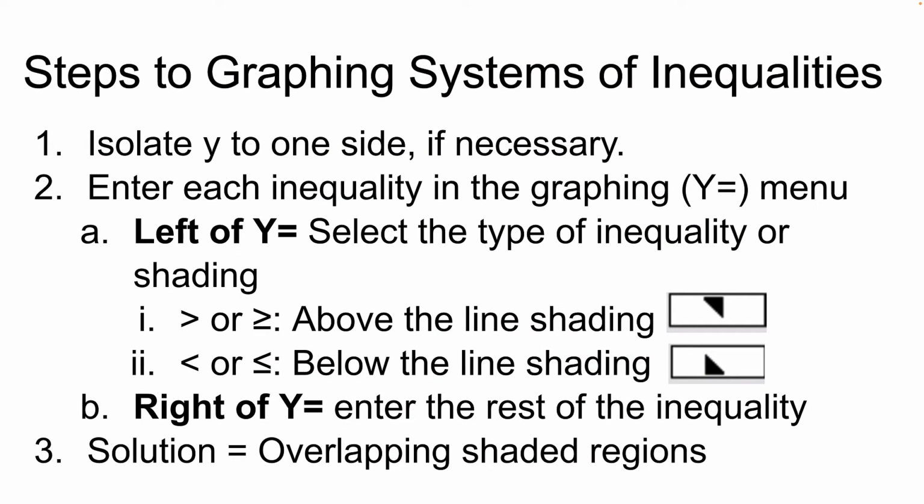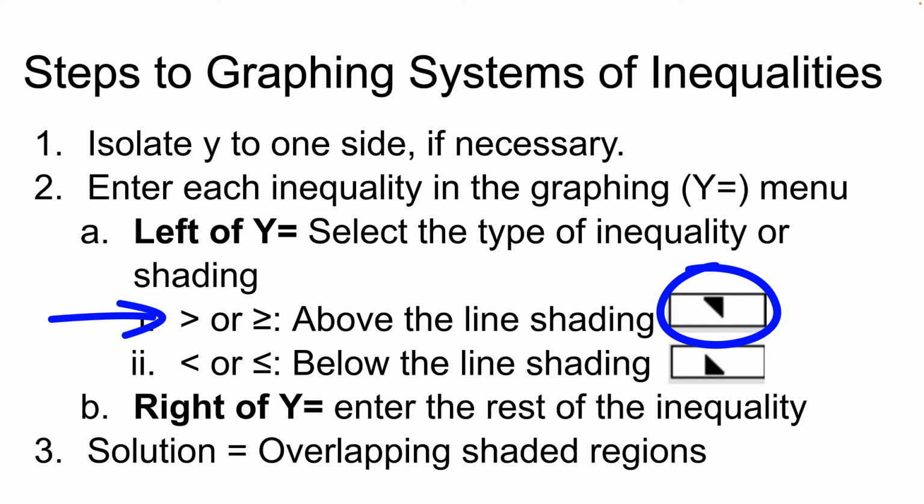Here are the directions to graphing a system of inequalities on the TI-84 calculator. After we go through this, we'll look at a few examples. The first thing that you need to do is isolate Y to one side if necessary. In many problems, the Y is already isolated to one side, but if it's not, you'll need to start by solving for Y if you're using the TI-84 calculator. When you're ready to enter the inequality into the graphing menu, you'll press the Y equals button. To the left of the Y equals button, you'll select the type of inequality, or for older versions, you'll select the type of shading. So if you have a greater than or equal to inequality, you want to select the shading that is above the line.